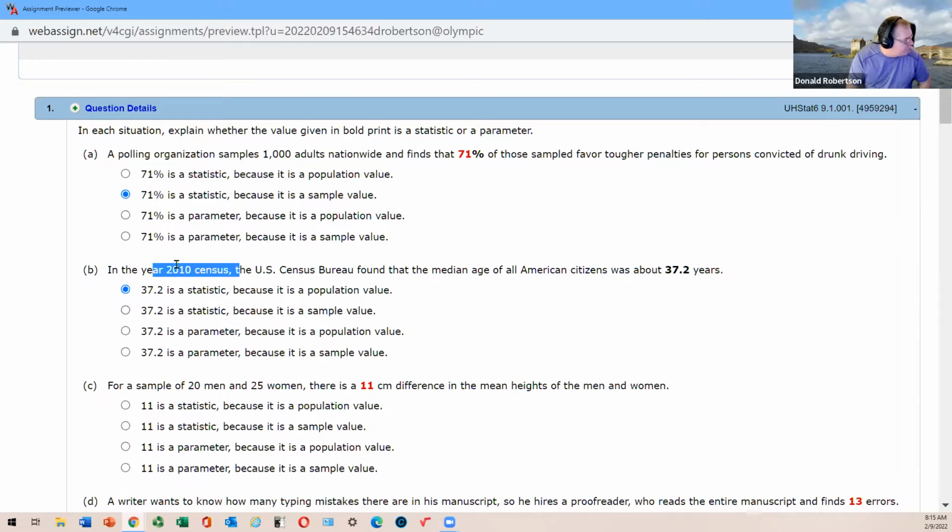So in the year 2010 census, the US Census Bureau, and there you get the word twice, found that the median age of Americans was 37.2. And since it is a number that came from the entire population, it's a parameter, and it would be that one. So do not overthink these questions, right? There's 4 choices and one of them's the right one.